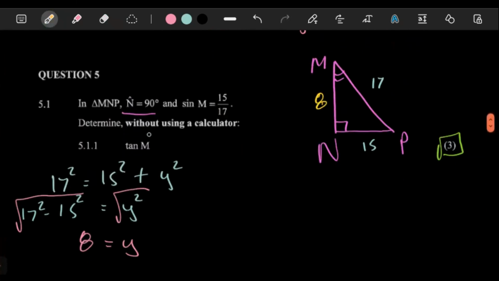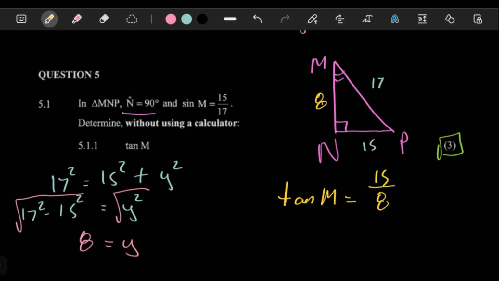Anyways, they say determine without using the calculator tan m. So they just mean give the ratio of tan m. Tan m is going to be opposite over adjacent. So looking at where m is, this is the opposite, this is the adjacent. 15 over 8.